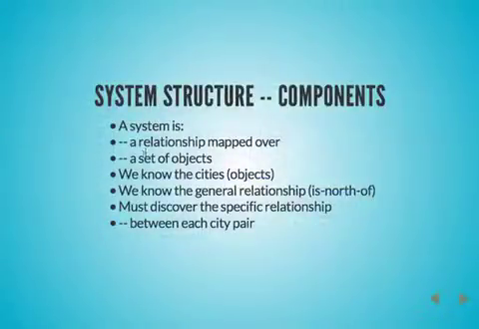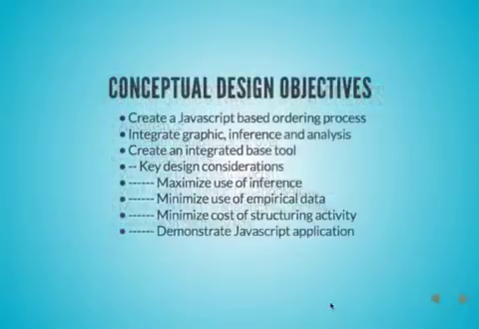A system is a relationship mapped over a set of objects. We know the cities; those are the objects. We know the general relationship is north of, but we must discover the specific relationship between each city pair. That way we'll have empirical data, and once we get empirical data, we'll also infer relationships from the already collected empirical data, which will help us complete the task more efficiently.